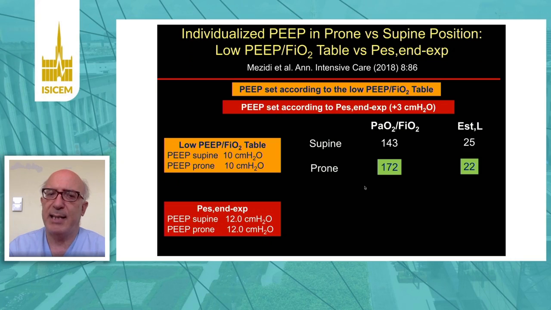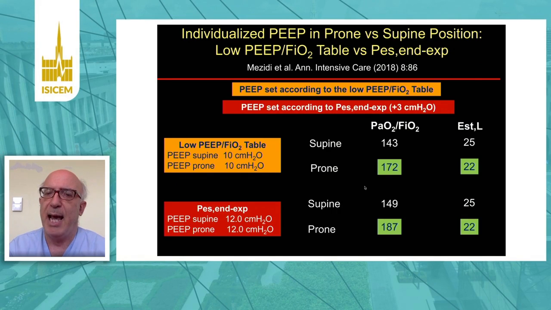When PEEP was set according to the esophageal pressure at end expiration, there were no difference between supine and prone, and PEEP was a bit higher as compared to the low PEEP FiO2 table. And again, there was an improvement in oxygenation and improvement in elastance.